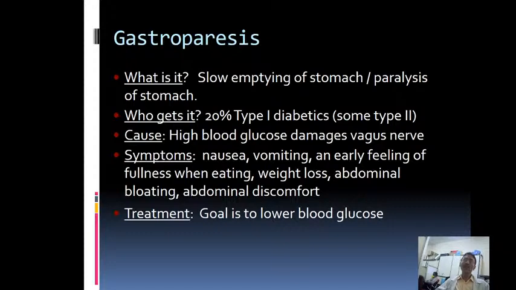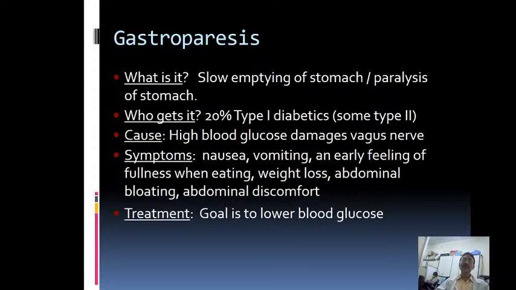This slow movement of the stomach is also called gastroparesis. What does gastroparesis mean? Gastroparesis is partial paralysis of the stomach or slow emptying of the stomach. This gastroparesis is commonly seen in diabetics, and among diabetics it is most commonly seen in type 1 diabetes, that is insulin dependent diabetes.